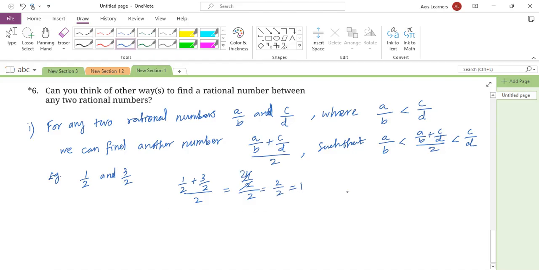Okay, see this, if you draw a number line, 0 is here, 1 is here and 2 is here. Where will 1 by 2 come? 1 by 2 will come here. 3 by 2, already I told you how to plot this. After 1 we need to split it into 2 equal parts, so 3 by 2 will come here. Look at this, in between we have a number 1, also a rational number. We found that number. Okay, so this is one of the ways. This is the finding average, mean method.